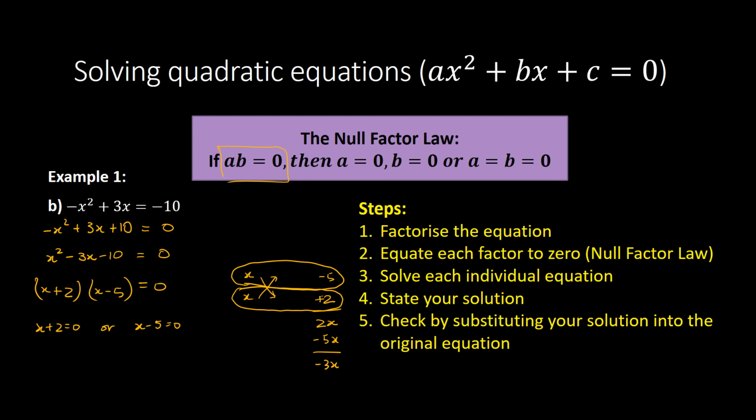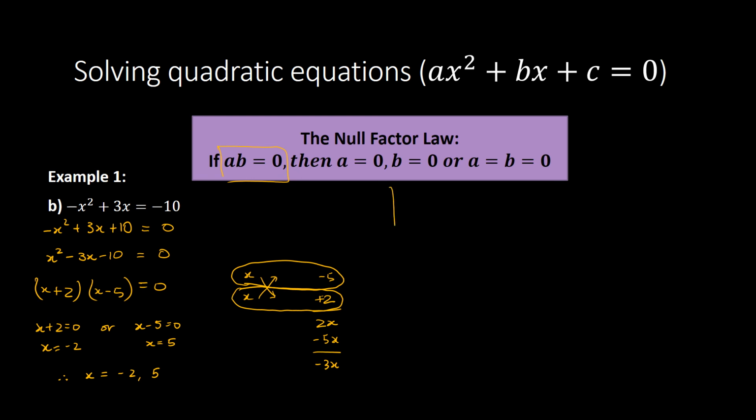It's taken quite a while. We're going to equate each factor to 0, so we know that either x plus 2 is 0 or x subtract 5 is 0, which means that x is negative 2 or x is positive 5. Step 4, state your solution, negative 2.